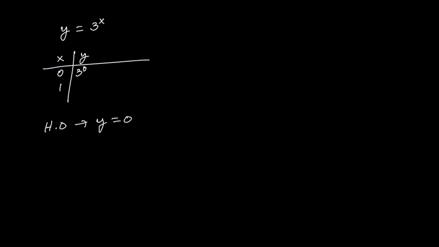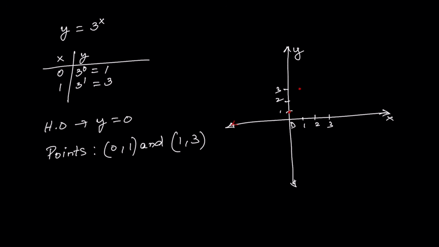When x is 0, 3 raised to the 0 power equals 1. Any number raised to the 0 power is 1. When x is 1, 3 raised to the first power is 3. So the points we get are (0, 1) and (1, 3). To graph the function, start at the x-axis, which is the horizontal asymptote, and connect the curve through those 2 points. That gives us the graph of the function.